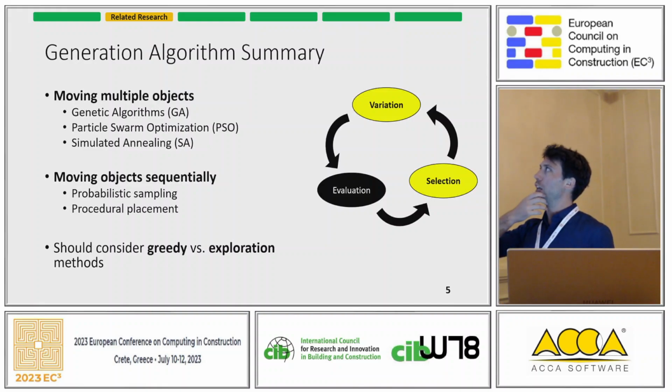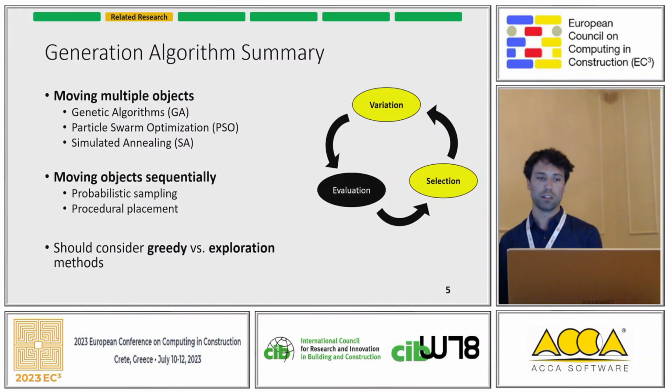Now, looking at the other parts, which is the variation and selection. This is the other part, moving the items around. There are two schools of thought here. First is, do we move all objects simultaneously and do some kind of evaluation, or do we place one at a time and move it around? There's also another consideration, which is, do we want to be more greedy, or do we want to do more exploration early on? These will have effects on how efficiently you search for your best layout option.